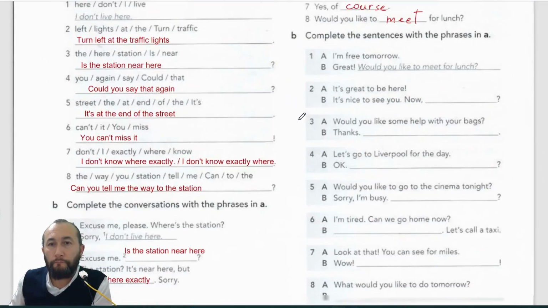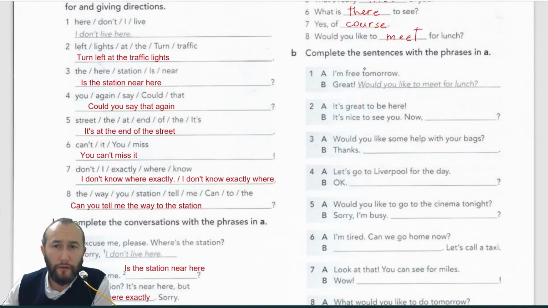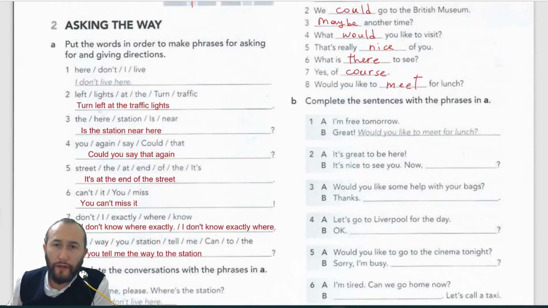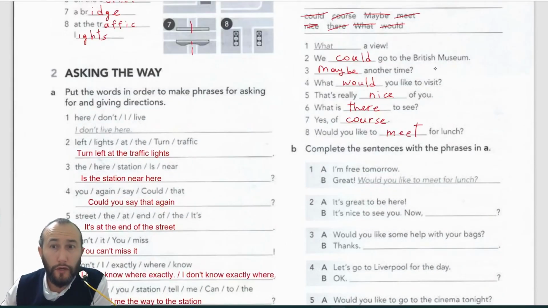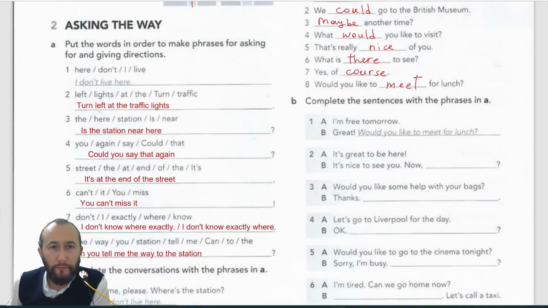So let's do that. B is asking us to complete the sentences with the phrases in A. So we're going to use these 8 phrases: What a view. We could go to the British Museum. Maybe another time. What would you like to visit? That's really nice of you. What's there to see? Yes, of course. Would you like to meet for lunch? So we're going to use them in the conversation in exercise B. The first one is done, as you can see.